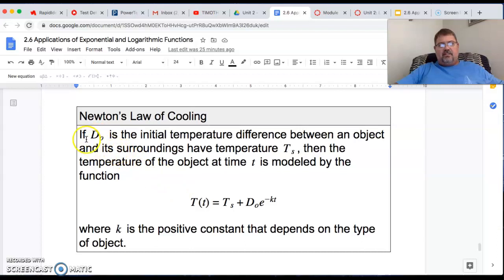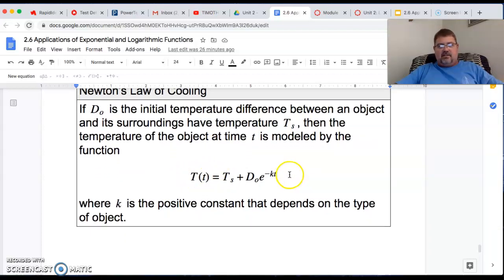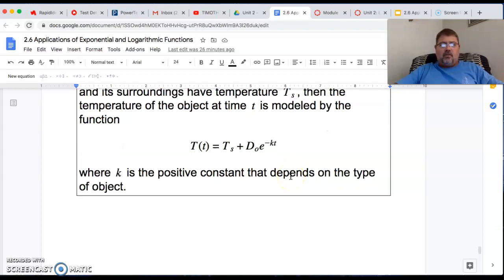If d sub 0 is the initial temperature difference between an object and its surroundings, which have temperature T sub s, okay, so d sub 0 is the difference between the object and its surroundings, and T sub s is the surrounding temperature. I guess that little subscript lets me know that is the surrounding temperature. Then the temperature of the object at time t is modeled by this exponential function below, where k is a positive constant that depends on the type of object.